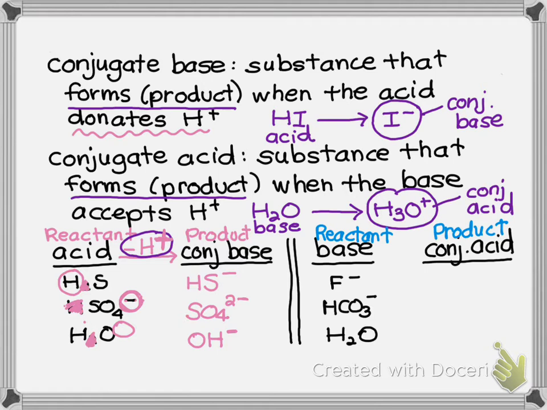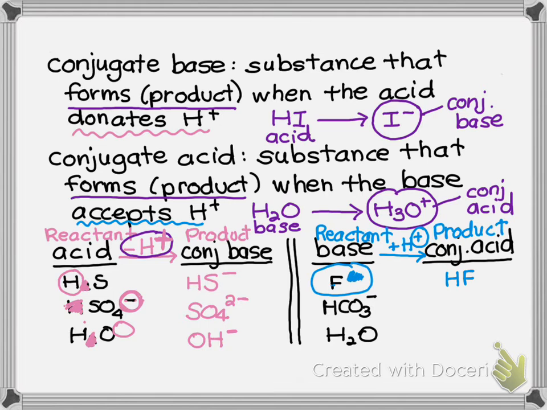I don't even have to have a reaction to be able to predict what it would form, because the definition says the conjugate acid is a substance that forms when the base accepts an H+. So a base is going to add an H+. To figure out what it would do, I look at my base formula, and there's an F there. If I add an H, it would be HF. I'm also adding a positive, so this positive would cancel out that negative, and there would be no charge left over, so it would just be HF.